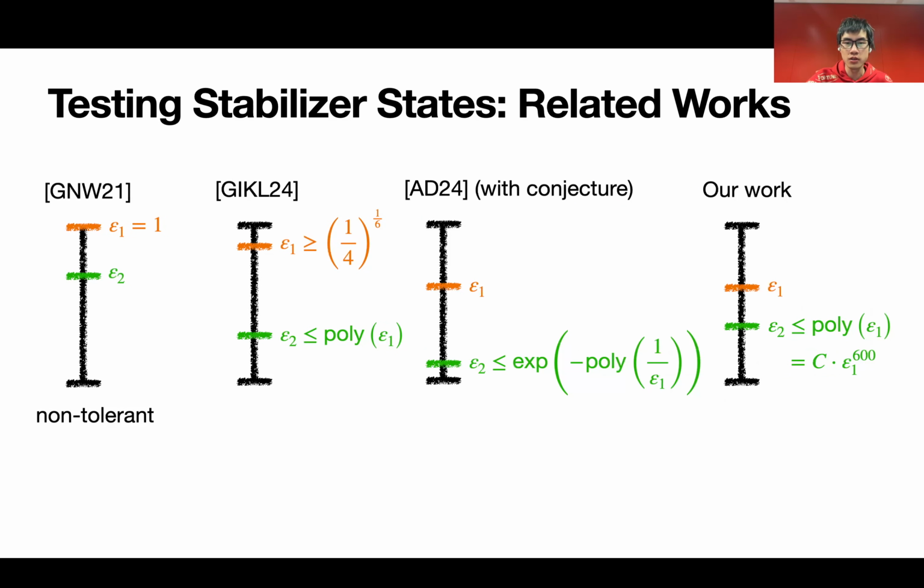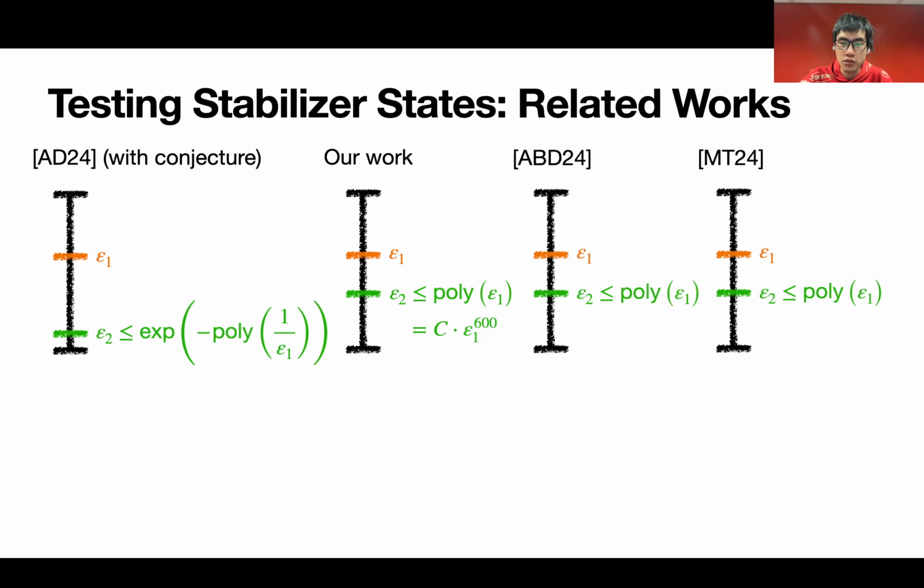Later, in Srinivasan and Arunachalam's paper, they proved, with a conjecture, that you can actually have a tolerant tester with arbitrary epsilon 1, a constant between 0 and 1, but the relation between epsilon 1 and epsilon 2 is not that ideal, it's kind of exponentially related. So in our work, we give a tolerant tester. Here you can choose arbitrary epsilon 1, and also the relation between epsilon 1 and epsilon 2 is a little bit better, it's polynomially related.